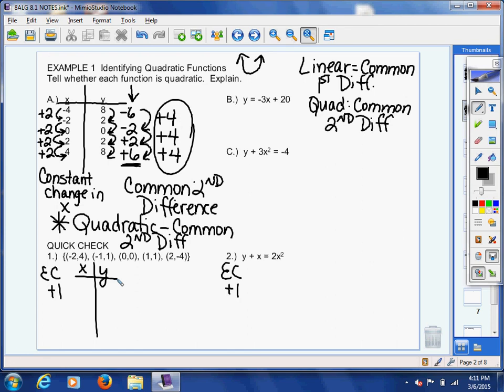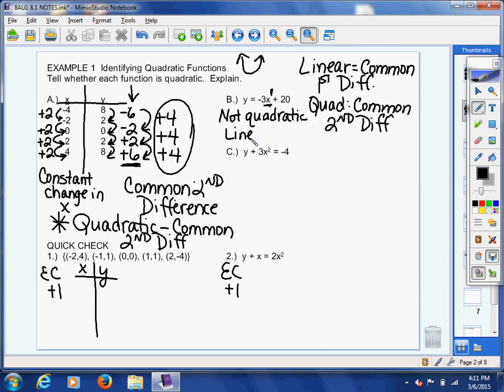Now let's move on to letter B, y equals negative 3x plus 20. Okay? Remember I told you on the front page, a hallmark of a quadratic function is your biggest exponent is 2. As you look at this x, what's the exponent on it? A 1. So it's not quadratic. And it's actually linear. This is in slope-intercept form, so it's not quadratic.